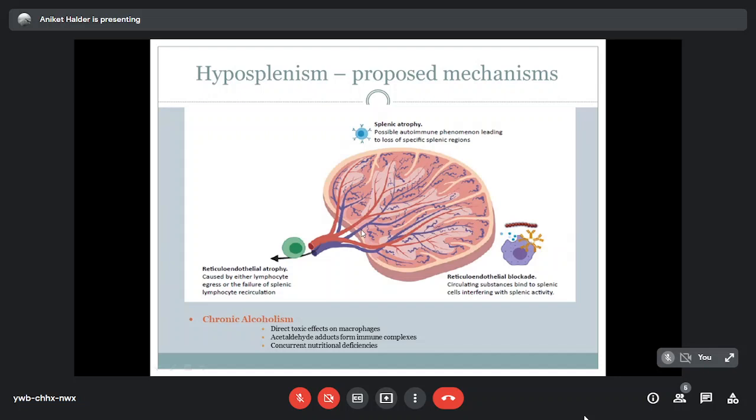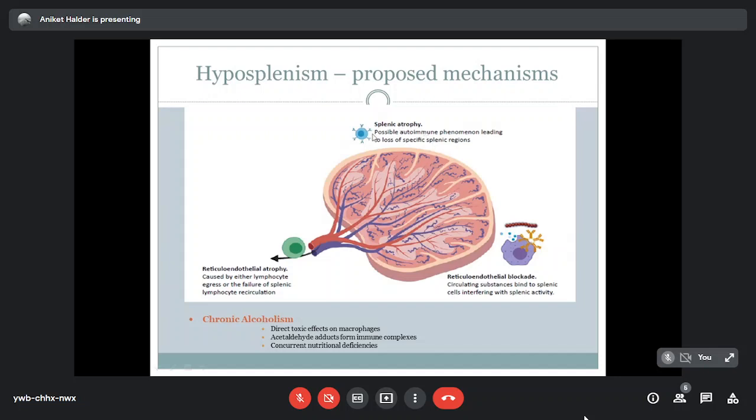In inflammatory bowel disease also, there is increased number of immune complexes, as it has been thought that there is increased immune complex formation in IBDs, mainly ulcerative colitis, causing reticuloendothelial blockade. And the third mechanism is splenic atrophy.